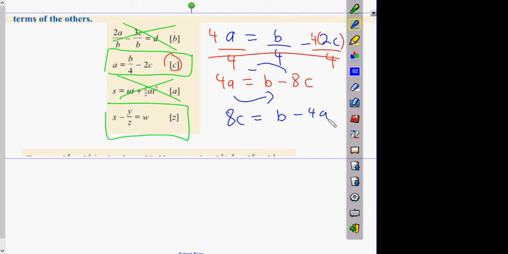Now, what do we do with the 8, Sean? The 8? You bring it over, so c equals b minus 4a over a. Okay, that's it done there. Now, this one here, once again, something very similar to this will be coming up next test.